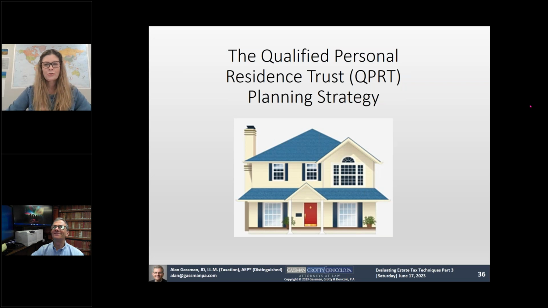Okay. So, a qualified personal residence trust. It is a way for couples or individuals to remove the value of their home from their estate, put it into a trust.